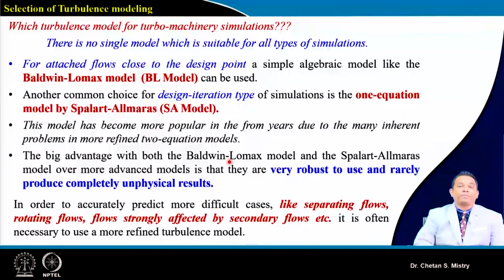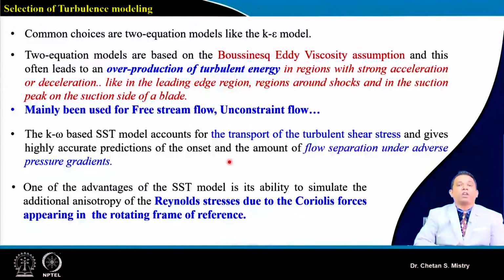Now when we are looking for a special kind of configuration, where we have specialized flow in terms of separating flow, maybe rotating flow, or secondary flow, or we are looking for wake effect, under that configuration this one equation model will not help, and for that we need to go with two equation models. By two equation models we mean the K epsilon model and the SST K omega model.